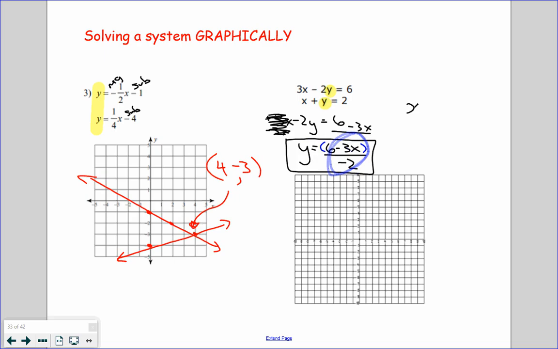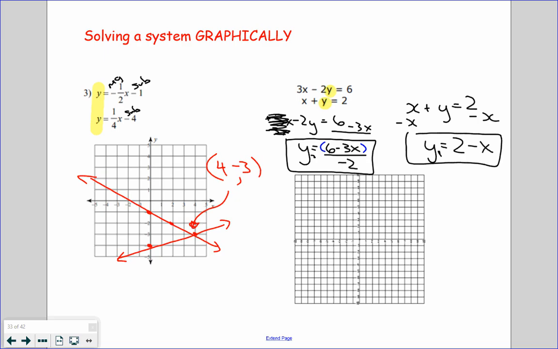The other one's a little easier. What's the only thing I need to move here? The x, and how do I go about doing that? Minus it. So I've got y equals 2 minus x. So there's our y1 and y2.